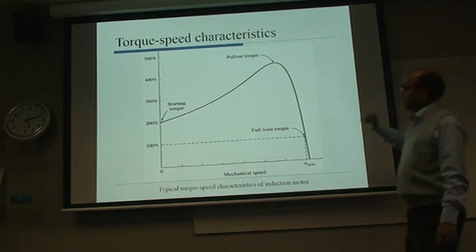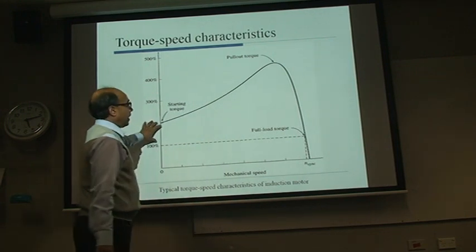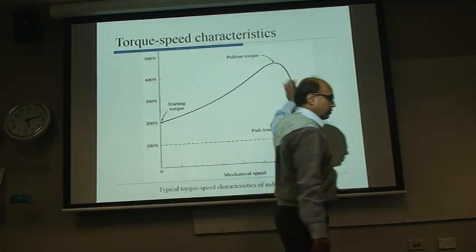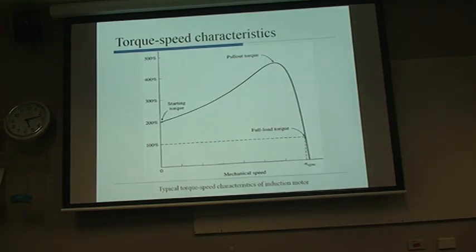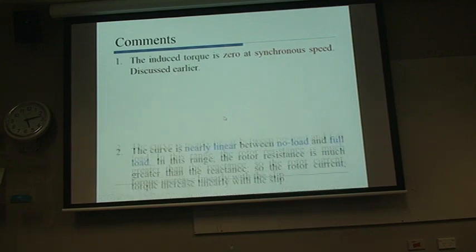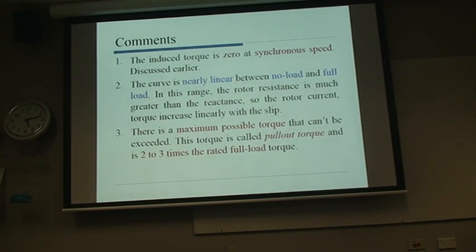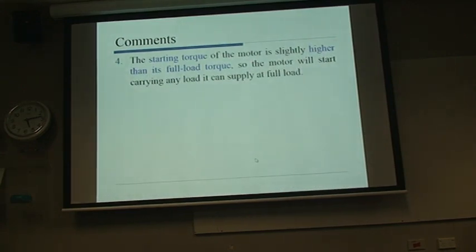So starting torque, and then the full load torque, which is very close to this thing, and then pull out torque. So maximum torque you have, what you can have in the motor. So usually the pull out torque is 2 to 3 times of the rated full load torque. Okay, so that depends on the motor, but usually it's like that.